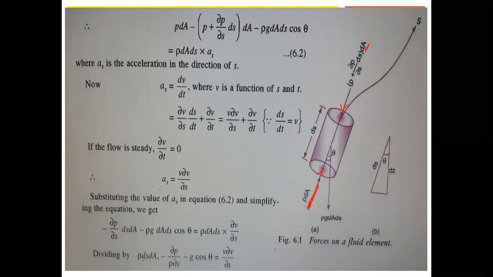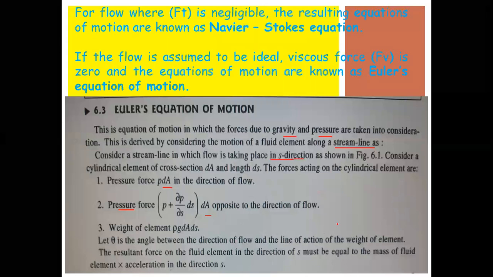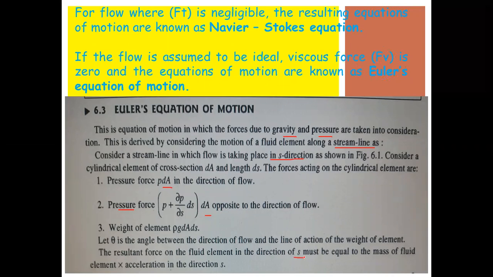Taking the element, the weight is rho into g into area into length ds. Next, let theta be the angle between the direction of flow and the line of action of the weight of the element. The resultant force on the fluid element in the direction of s must be equal to the mass of the fluid element into acceleration in the direction s.